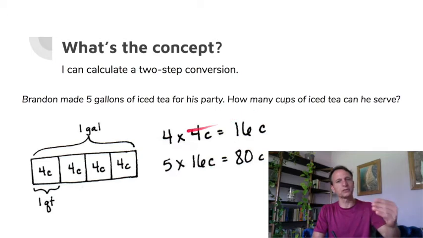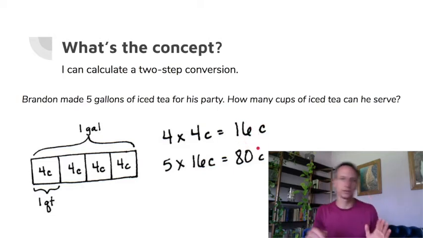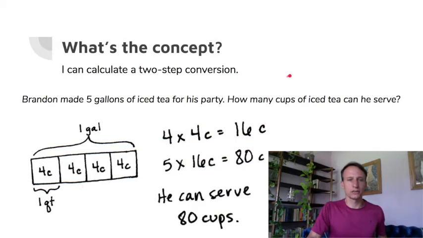But we have 5 gallons. So 5 times 16 cups is 80 cups. This is why it's called a two-step conversion. We're going to do the 1, 2. He can serve, Brandon, party monster, 80 cups.